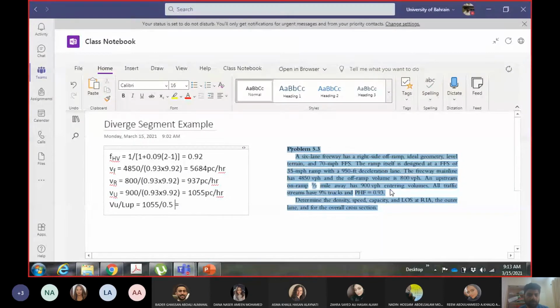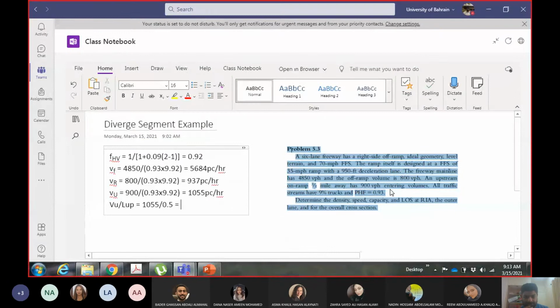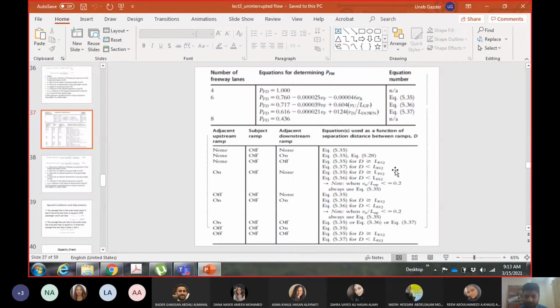Obviously, it will be more than 0.2, right? There is no way it can be less than or equal to 0.2, right? But for the sake of just writing the value, how much is it? It will double, right? 2000, 110, right? So this condition is not fulfilled, so 5.35 we will not use it.